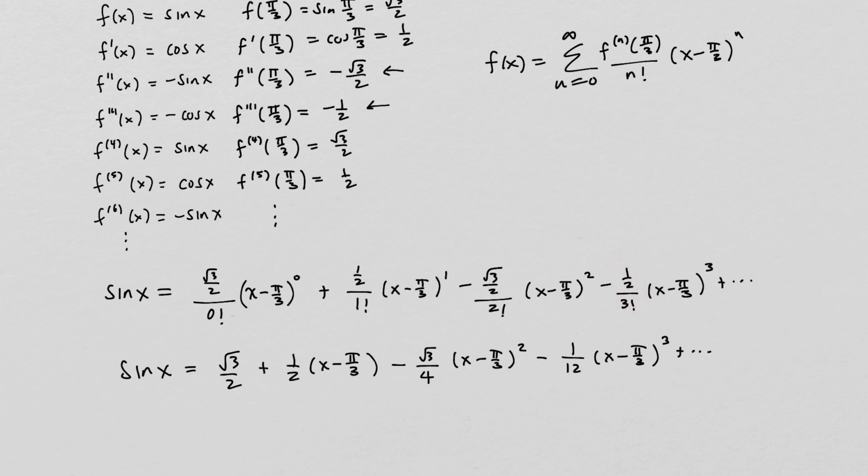But notice that this is not nearly as nice of a series as the one that we found 2 examples ago. So you can find a Taylor series, but the Maclaurin series is typically going to be a much simpler series.